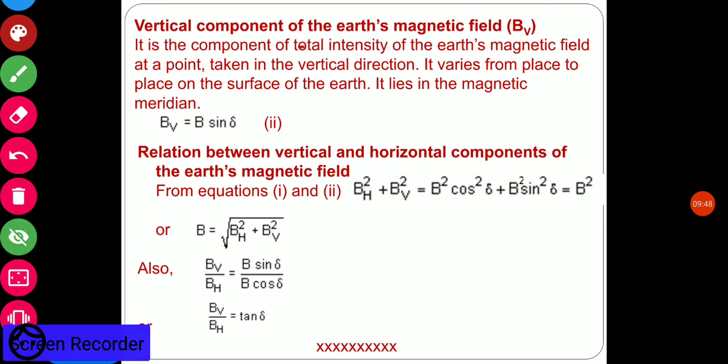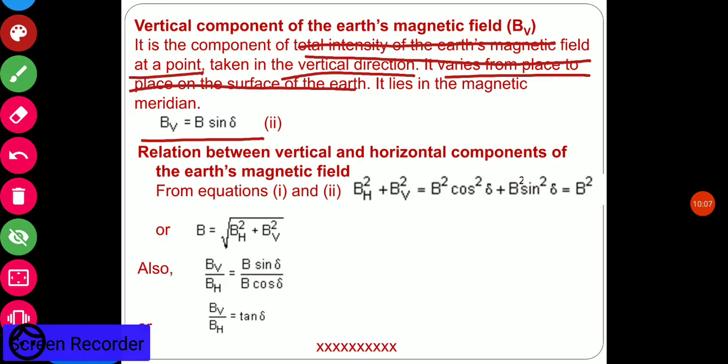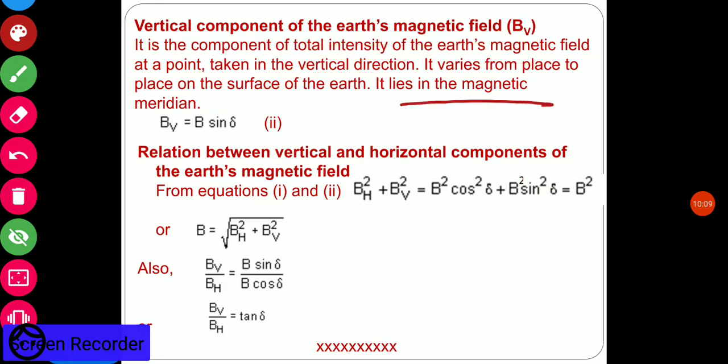Now, the vertical component of the Earth's magnetic field. From the word it is clear that it is the component of the total intensity of the Earth's magnetic field at that point taken in the vertical direction. It also varies from place to place depending upon the angle of dip, that is delta. It lies in the magnetic meridian, and the vertical component BV is equal to B sin delta.